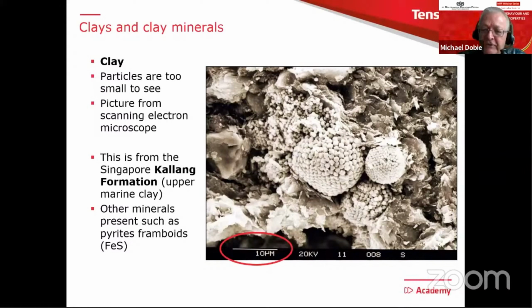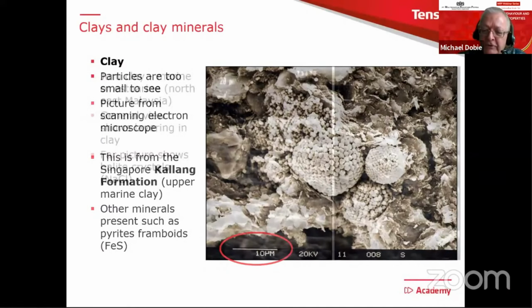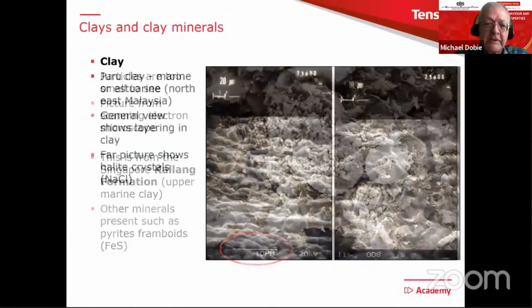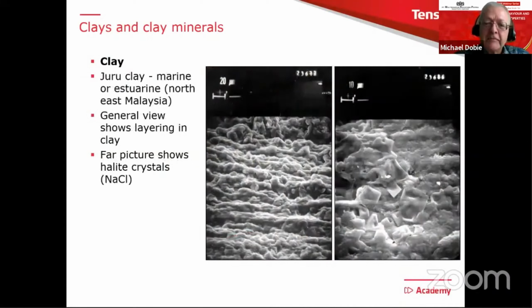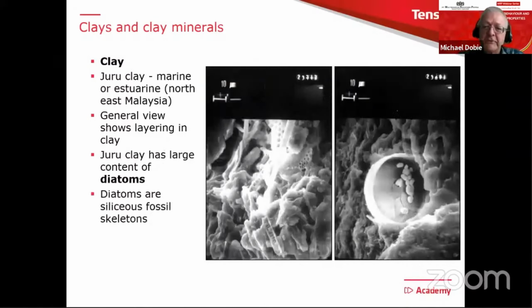So more that this is the marine clay from Jura. We saw information about its over consolidation just now. You can see it looks quite layered when we have a general view, but when we look a bit closely, we start to see some interesting things. And this is the case in many of the marine clays around Southeast Asia.